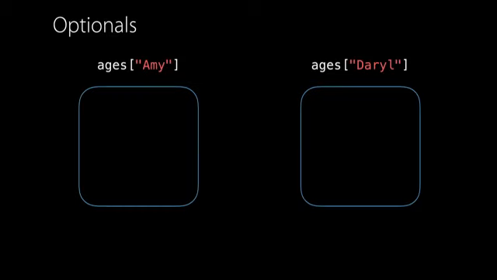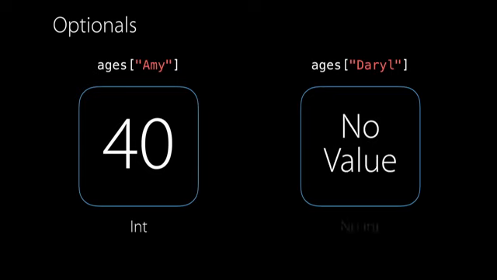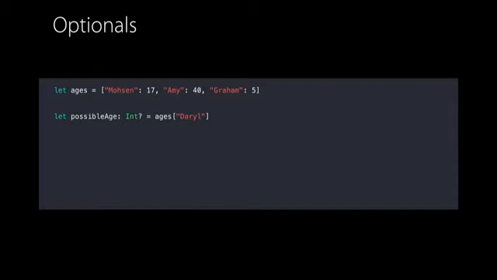Think of it like this. There either is a value in the dictionary, and it's an int, that's for Amy, or there's no value, there's no int, as in the case of Daryl. So what we have here is an optional int, which we write as int question mark. And the question mark means there might be a value here, but there might not.